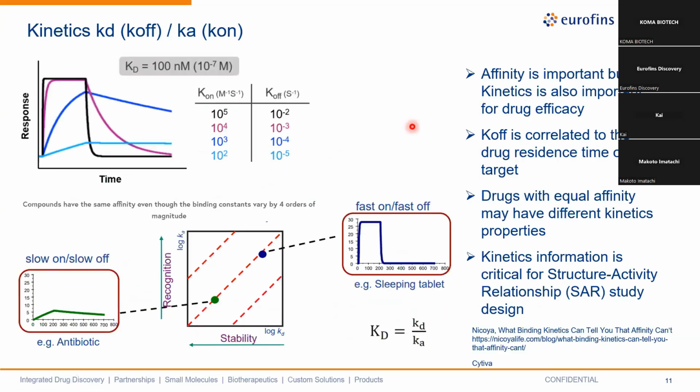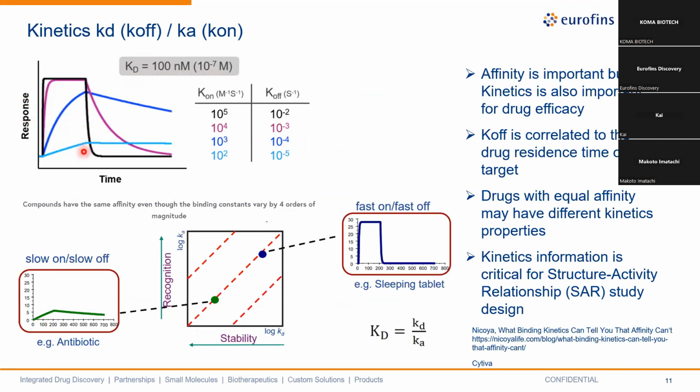So why do we need to know the kinetics? Usually a lot of papers measure affinity only, right? But kinetics is also actually very important. You can see here four different sensorgrams, and they have the same affinity. The KD is 100 nanomolar, 10 to the minus 7 molar. So it's a fairly strong binding.